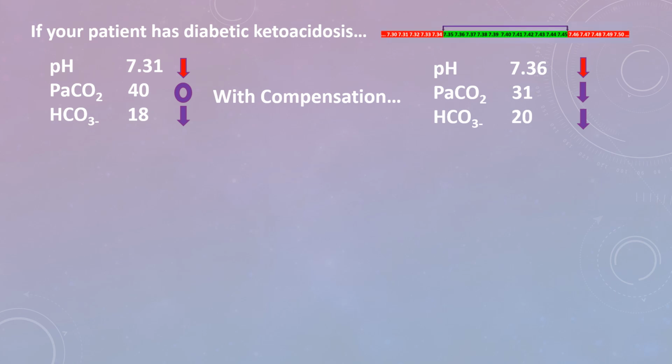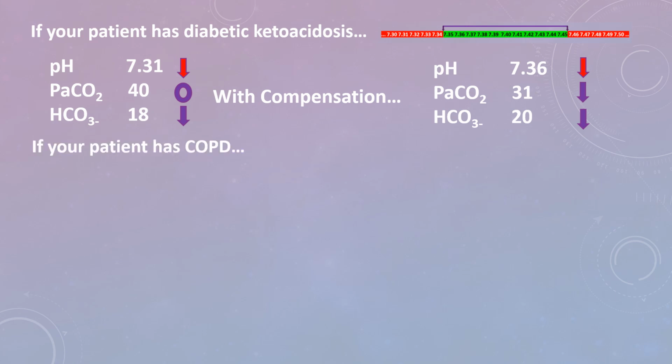Now we look at the graph to determine if it's full or partial compensation. Is the pH in the normal range? Yes, it is. Then it's fully compensated. In this case, we have metabolic acidosis with full respiratory compensation.